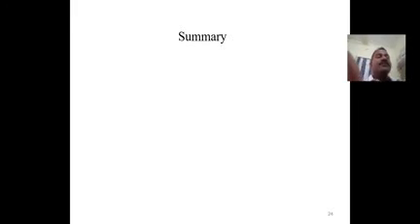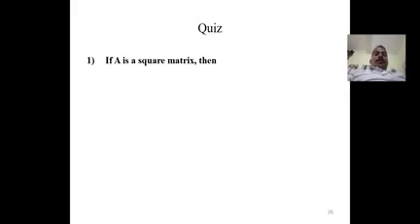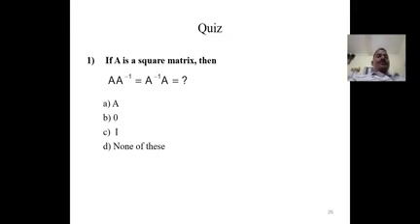Now here, once you recall, we have discussed the definition of A inverse, the existence of A inverse, and finding the A inverse. Now some quiz problems. If A is a square matrix, then A into A inverse equals A inverse into A equals, this is identity by the definition of A inverse. First option A, second option 0, third option I, fourth option none of these. So the third option is the correct option, I is the correct one.